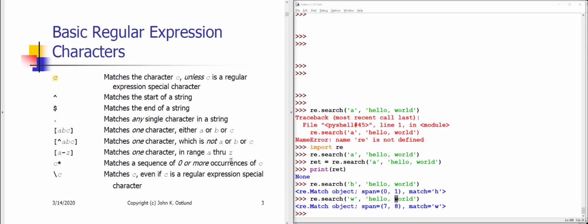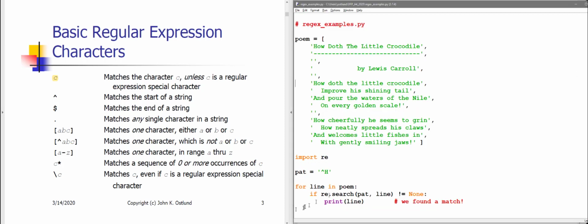So what's going on in our loop is we're saying for each line in the poem, if the regular expression search does not return None, that means we must have found the pattern in the line, and we're going to print the line. So the upshot of this loop is we're going to end up printing all of the lines in the poem that do contain the pattern. All right, so onward ho.